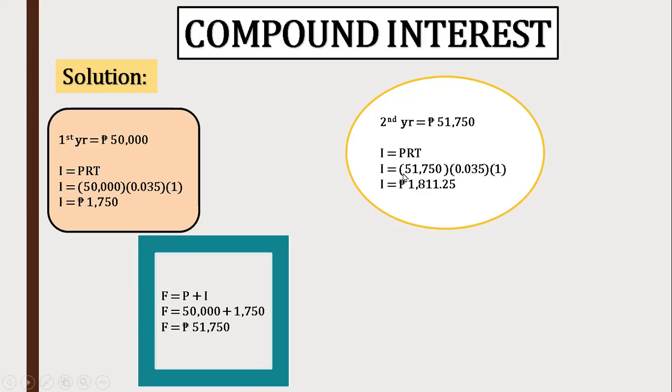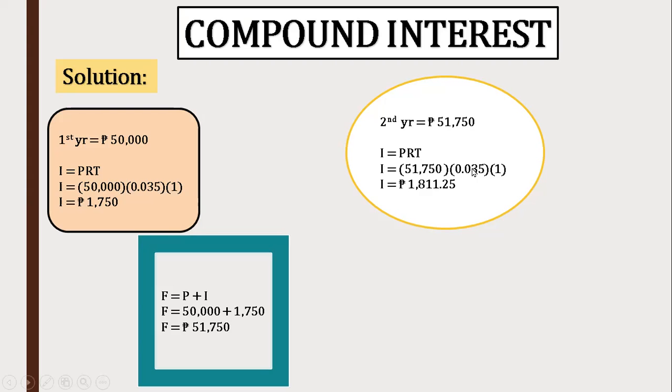Therefore, I is equal to PRT for our formula. Principal is equal to 51,750 times the rate, which is 0.035 times 1. If you're asking why is it times 1, yes, we will still follow times 1 because that's only for the second year alone. Again, second year alone, that's only 1 year, right? So we will use 1. If you're going to say, sir, am I allowed to use 2? No, because we're not talking about 2 years, only talking about the second year, which is 1 only.